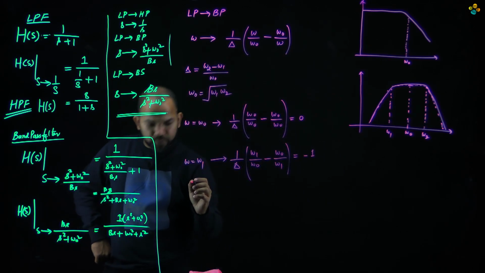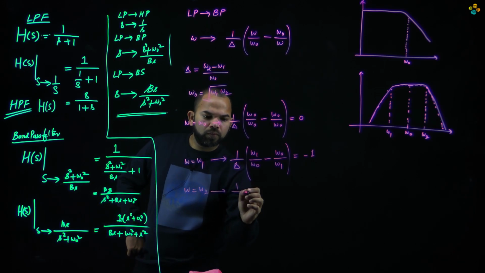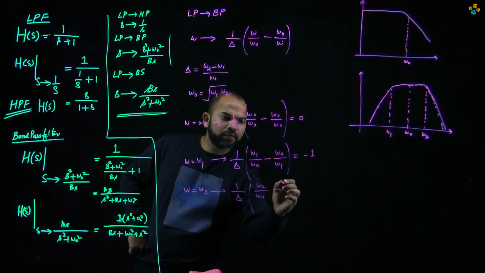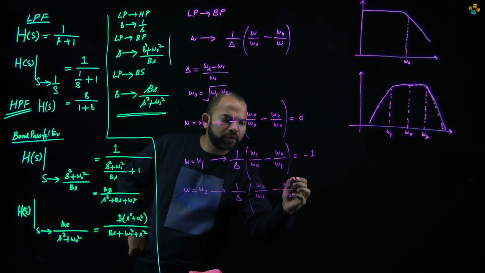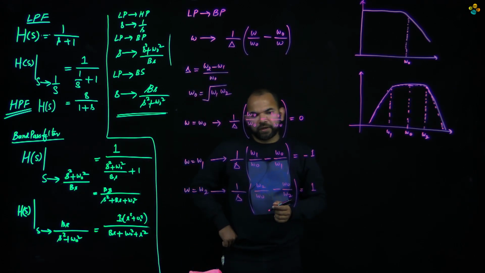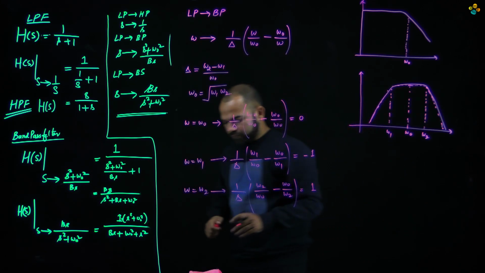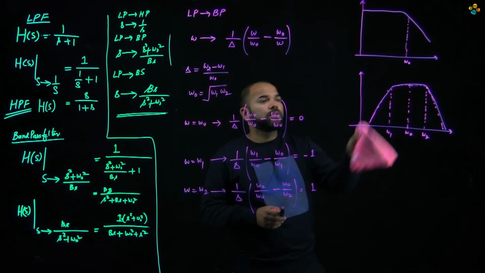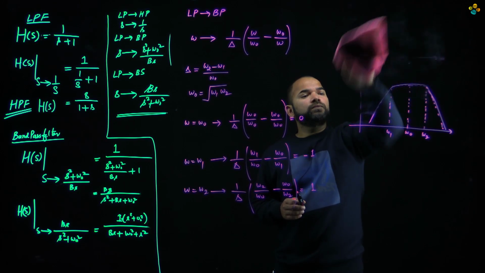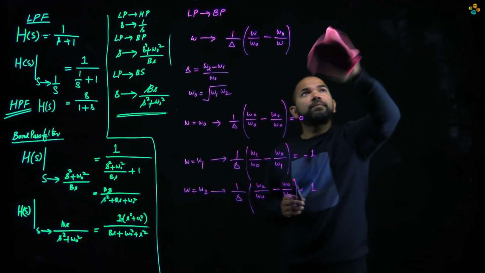At omega equals omega 2, 1 over del, omega 2 upon omega naught, over omega 2, this would be the normalized second point. Okay. Now we have to see how the filters with this transformation can be realized with the low pass filter.